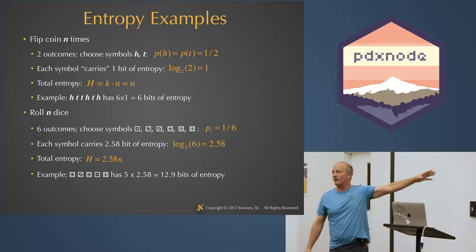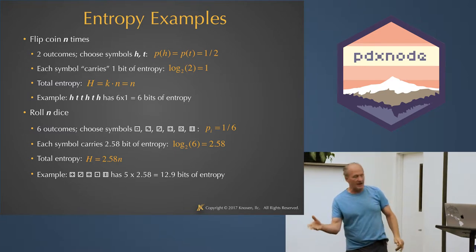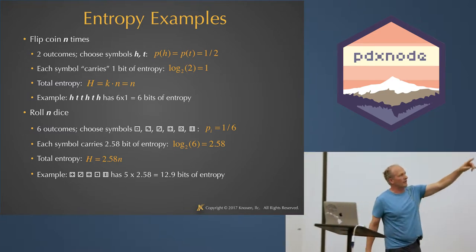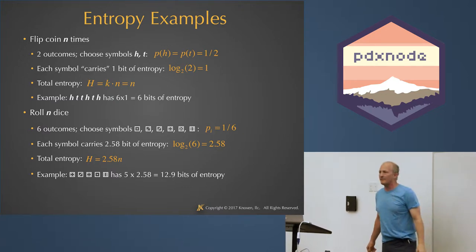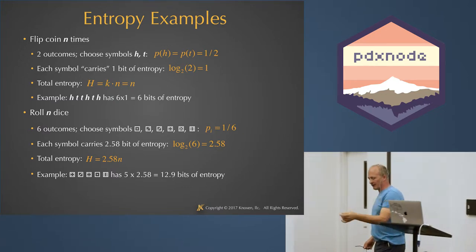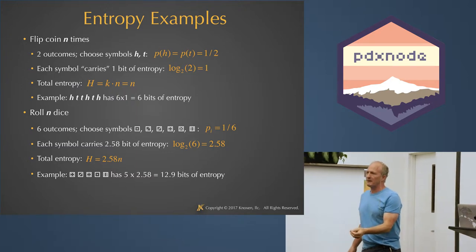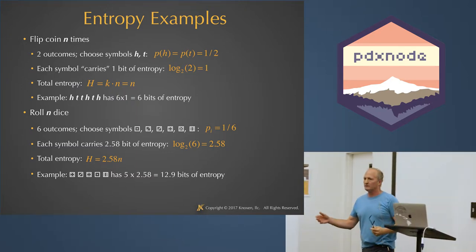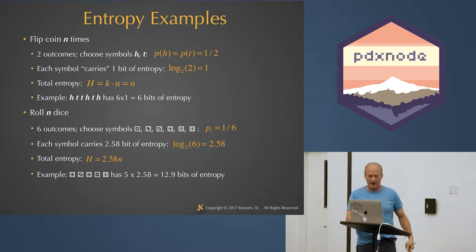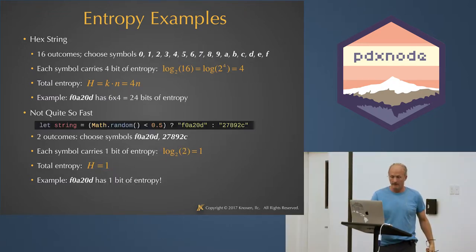Another way to do it is to roll dice. Based on the Shannon entropy equation, each die as it lands generates 2.58 bits of entropy. I've got 5 of them, so I get 12.5 bits of entropy when I roll them. So if I needed entropy, I could do it this way. Nobody does it this way, but you could.